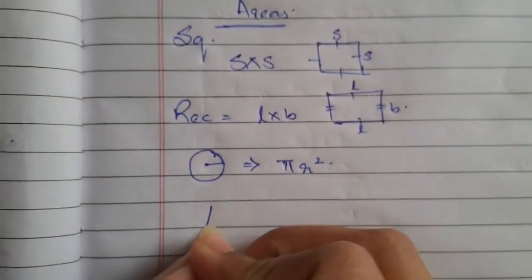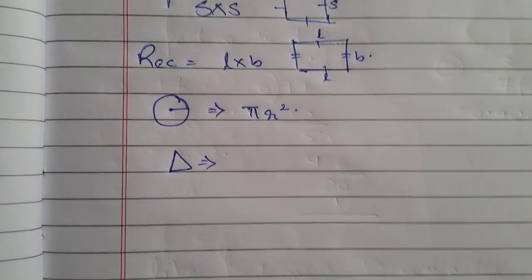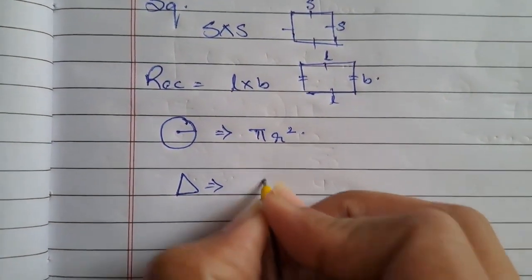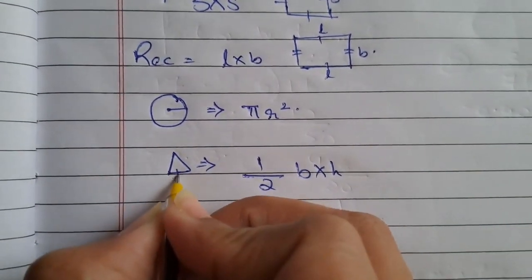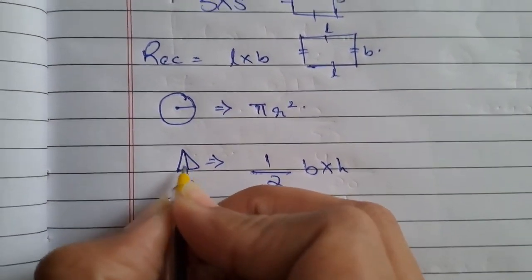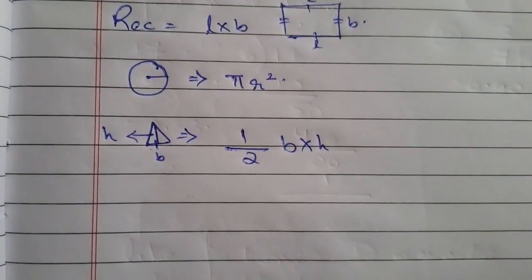Following it, we have the area of the triangle. The area of the triangle is taken as half base into height. This becomes your base, and this vertical thing will be called the height. So half base into height is the area of the triangle.